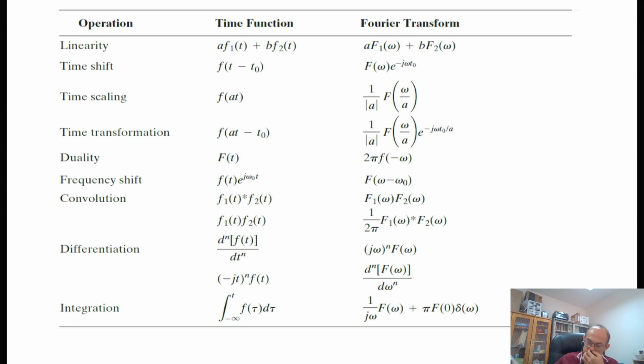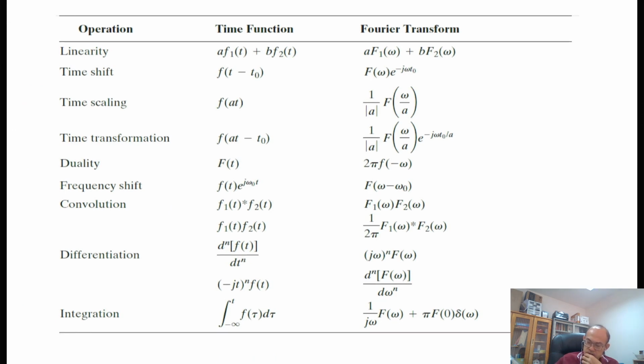So this is the summary of the properties of Fourier transforms. The ones that are important are linearity, time shift, duality, frequency shift, convolution, and differentiation. So these are very important. You have to understand those. And the rest is just for completeness. Okay? All right.